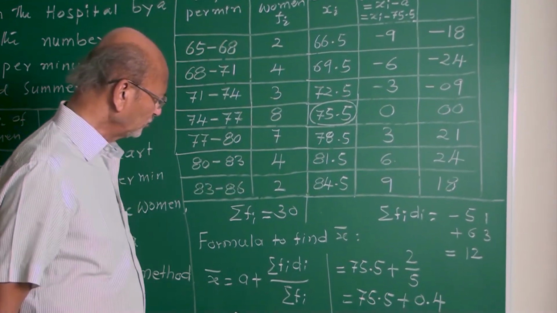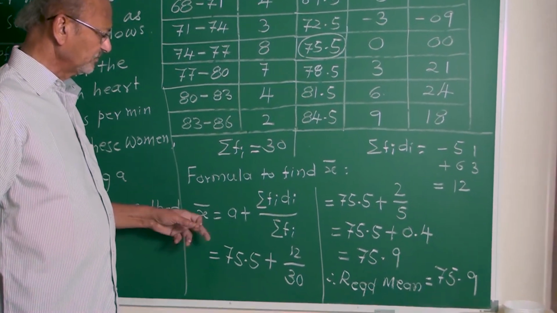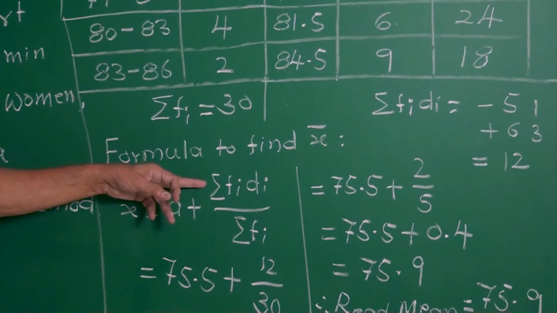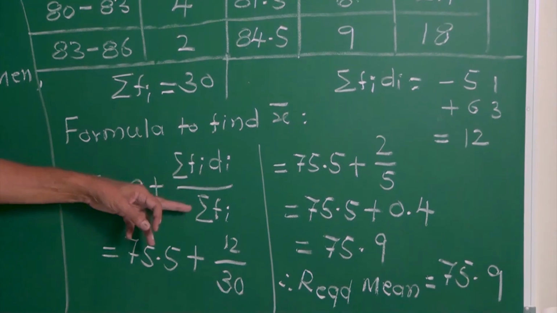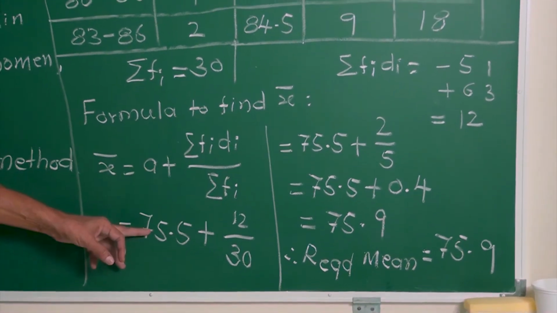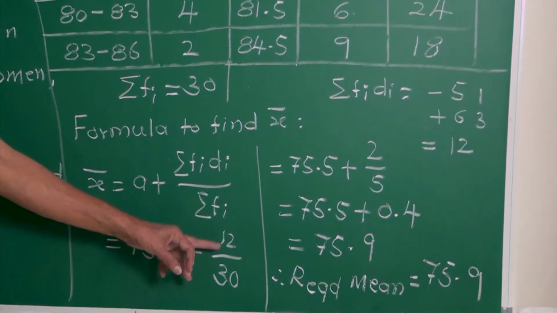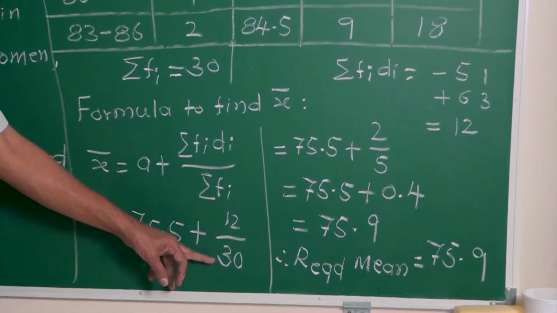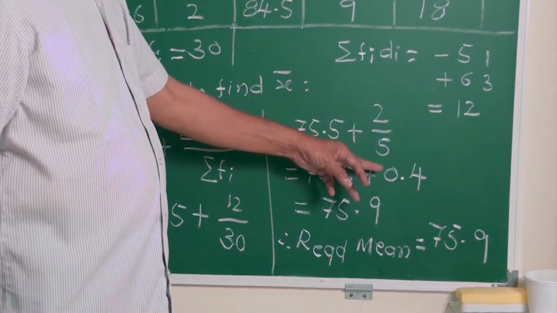This is the formula to find the mean x bar: A plus sigma Fi Di upon sigma Fi. You know the values. What is this? 6 into 2, 6 into 5. 2 upon 5 is 0.4.